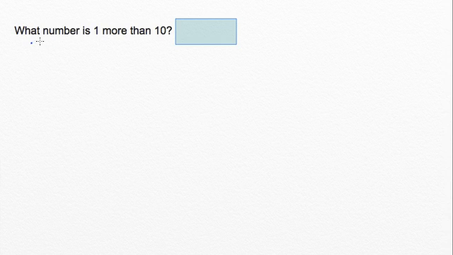What number is 1 more than 10? So another way of saying this, or writing it out, is what is 1 plus 10? So whenever we're saying one number more than another number, we are referring to adding.